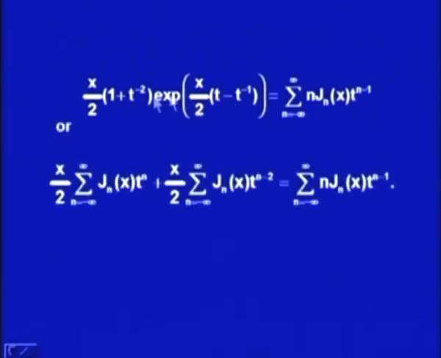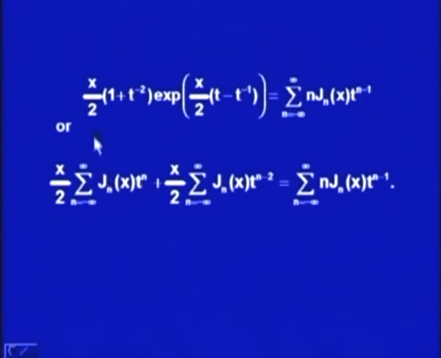Now, let us note that the left hand side can then be written as x by 2 into e to the power x by 2 (t minus t to the power minus 1), and the generating function e to the power x by 2 (t minus t to the power minus 1) is equal to sigma n equal to minus infinity to infinity g n x t to the power n.